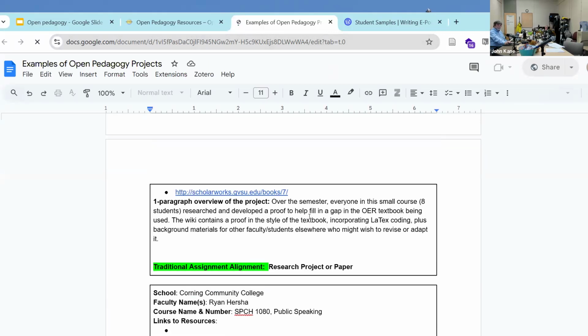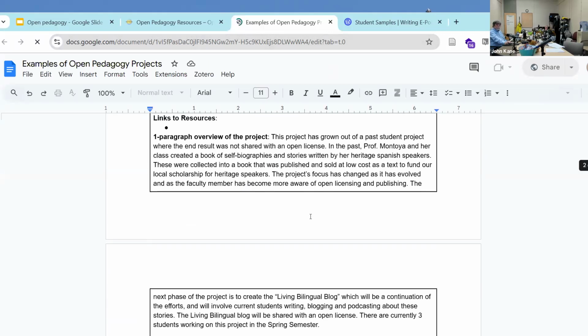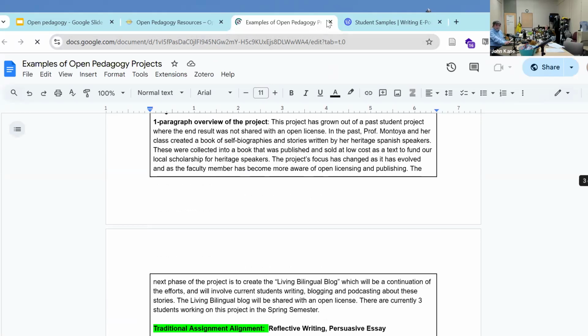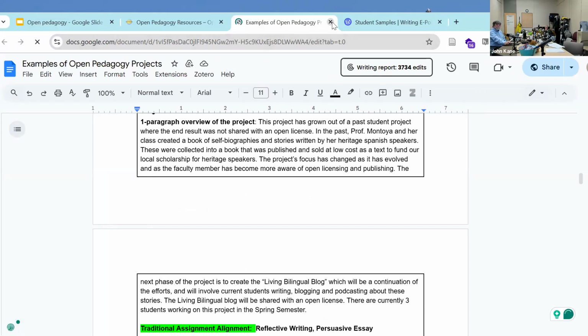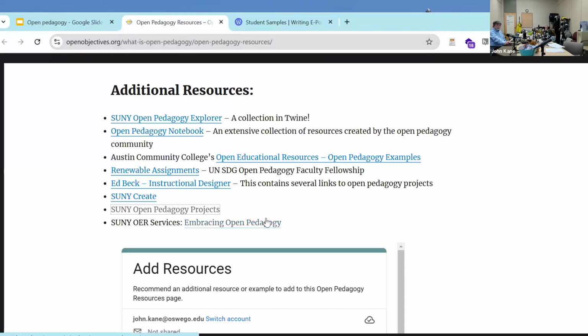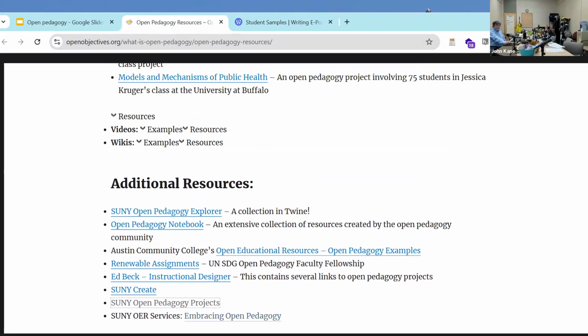And here's some things. This was back with the task group. They had people collect examples and post them, and they automatically get posted on that form. And finally, and yes, losing SUNY Create was a sore subject for me, but there we go. And SUNY OER Services has some information in collaboration with SUNY Learning on creating open pedagogy projects.